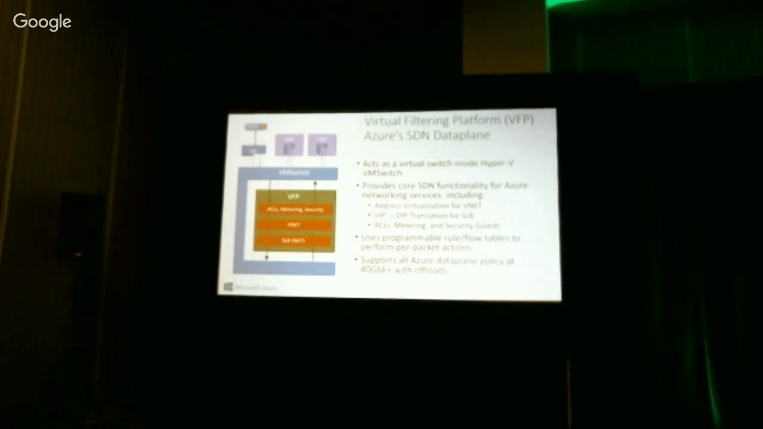And the goal is to support all this Azure data plane policy so that our tenants can create rich virtual networks in the cloud at 40 gig, including some offloads. So ultimately, the abstractions that we use are flow tables. We expose a typed match action table API to the controller.